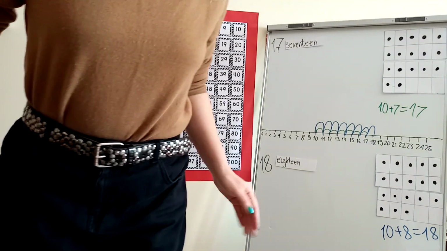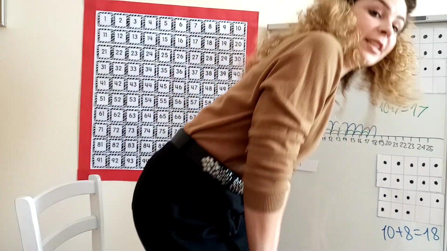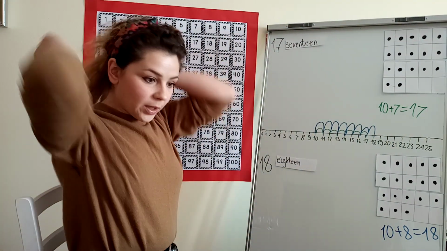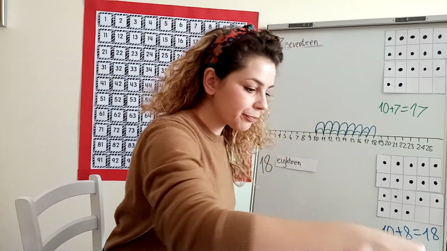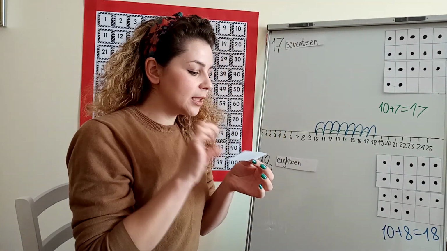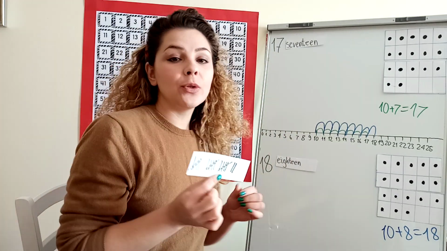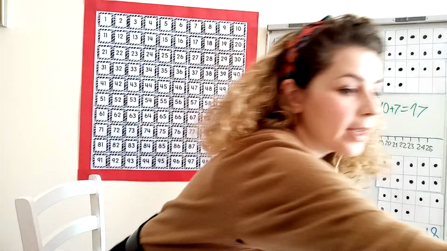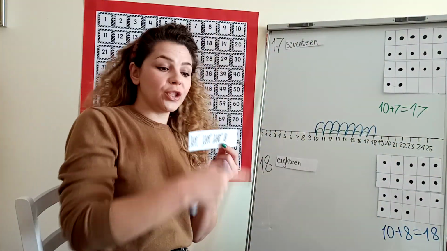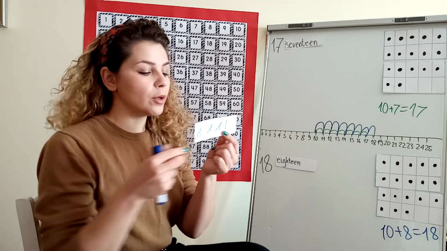Okay, so let's continue talking about 17 and 18. So here I have 3 more things that I want us to do together. So one of them is this tally. Okay, so what we're going to do now is called counting on. What is counting on? You start from a number and you just continue counting from it. You don't start from 1.